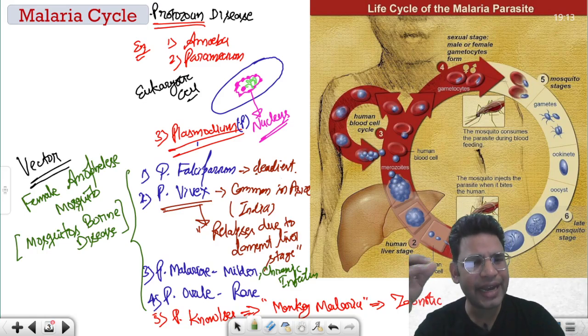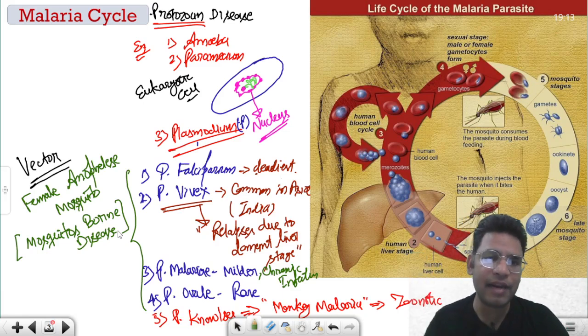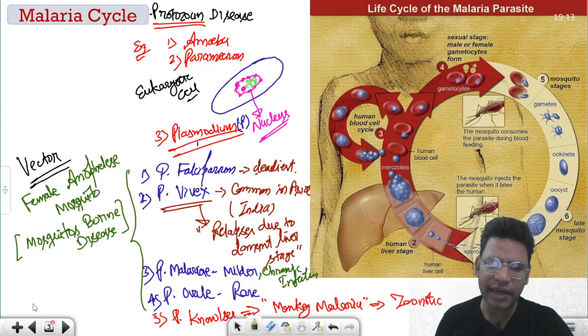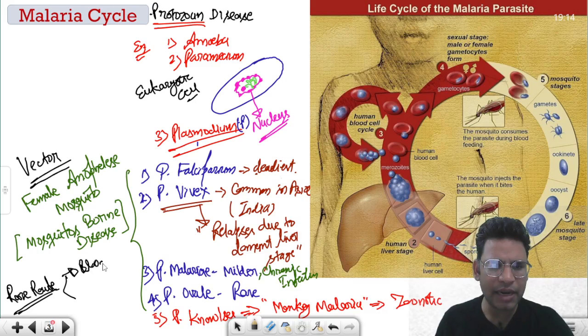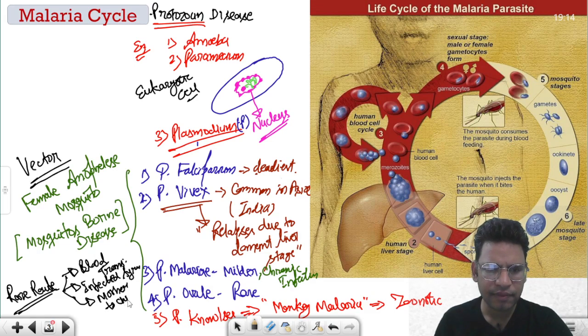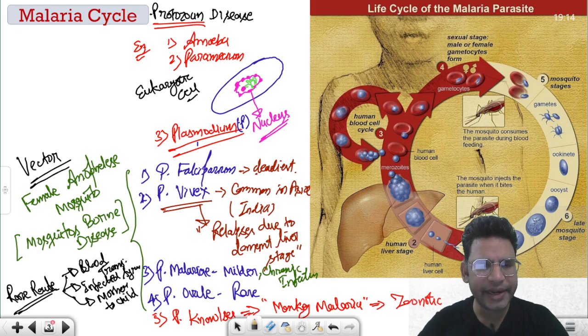And rare routes are also possible, like blood transfusion, sharing of contaminated needles, mother to fetus. They are rare routes, right? So if someone asks about rare routes of this parasite, they are blood transfusion. It can happen because of blood transfusion, just don't forget it. Infected syringes, right? Mother to child in fetus. These are the rarest routes of this.